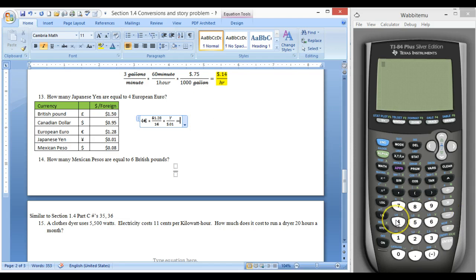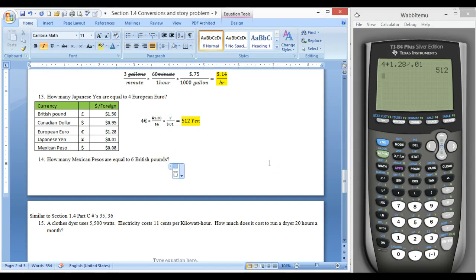So I'm going to come over here, 4 times 1.28, and the pennies on the bottom, divided by 0.01. And let's see, enter, there we go. 512 Japanese yen. And I'm just going to type it out on that one. I don't think I have the symbol close at hand.